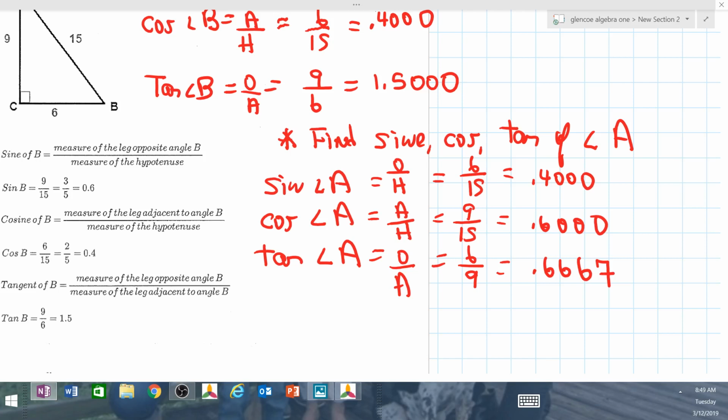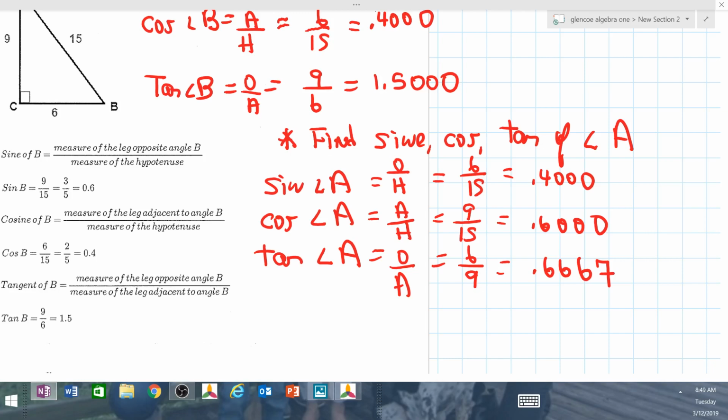0.6000. Good. And the tangent of angle A? Anybody have the tangent of angle A? Thank you, Alex. 6 over 9, which, when you divide it, equals 0.6666. Don't forget to round it. 0.6667. Okay.